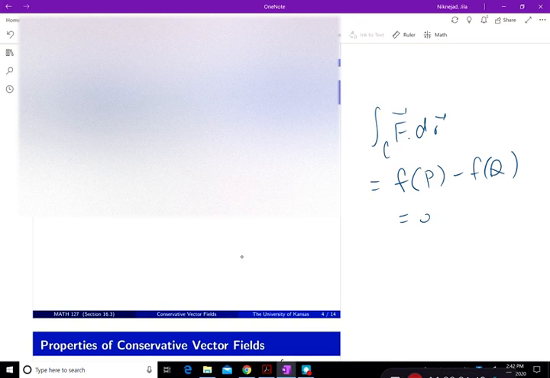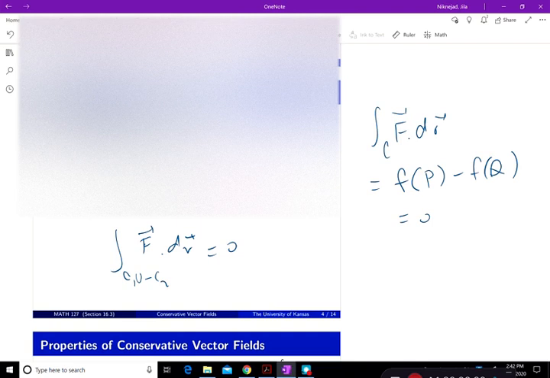If instead C2 was in the negative direction, going from P to Q, then I would have C1 and then coming back here along negative C2. So the integral of F dr over the union of C1 and negative C2 would be 0. Why? Because C1 and negative C2 together would make a loop, a closed curve.